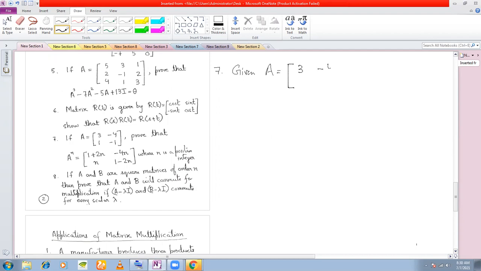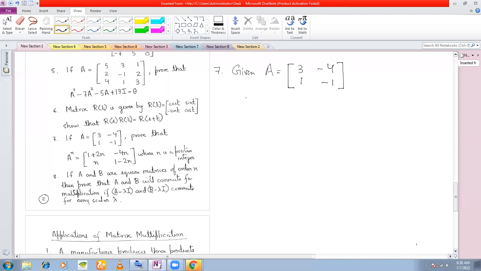Given A is equal to the matrix [3, -4; 1, -1], prove that A to the power of n is equal to the matrix [1 plus 2n, -4n; n, 1 minus 2n], where n is a positive integer. Now, if you remember induction, we'll solve this by induction.